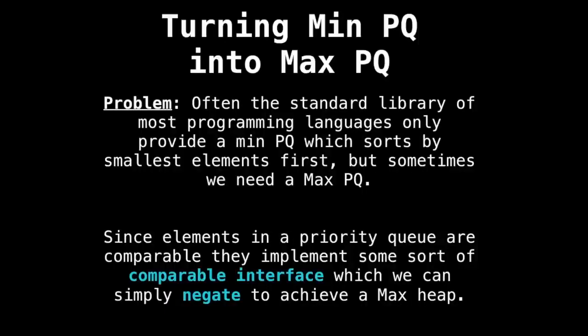So how do we do this? How do we convert one type of priority queue into another type? Well, a hack we can use is to abuse the fact that all elements in a priority queue must implement some sort of comparable interface, which we can simply negate or invert to get the other type of heap. Let's look at some examples.